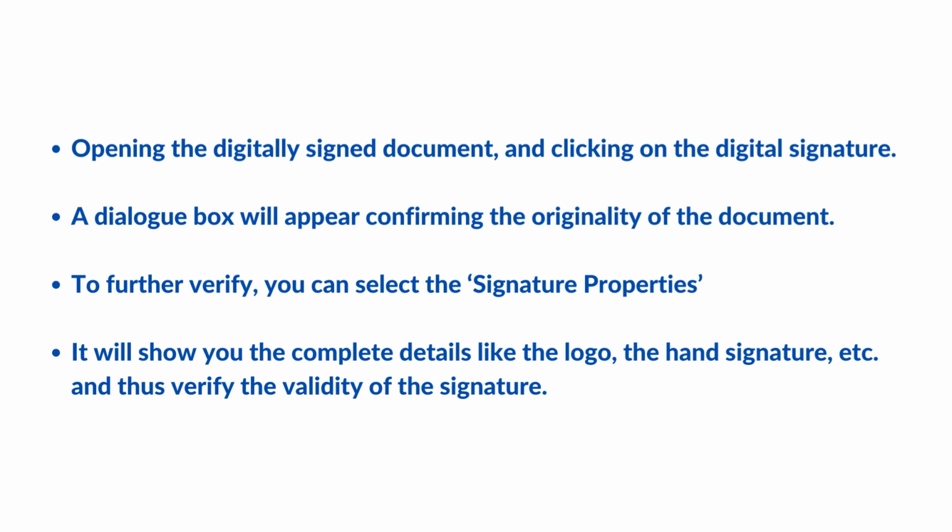Open the digitally signed document and click on the digital signature. A dialog box will appear confirming the originality of the document. To further verify, you can select the signature properties. It will show you the complete details like the logo, the hand signature, etc., and thus verify the validity of the signature.